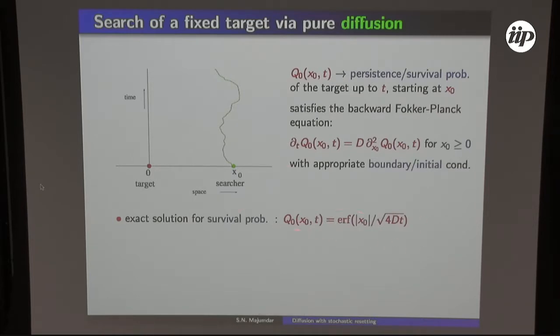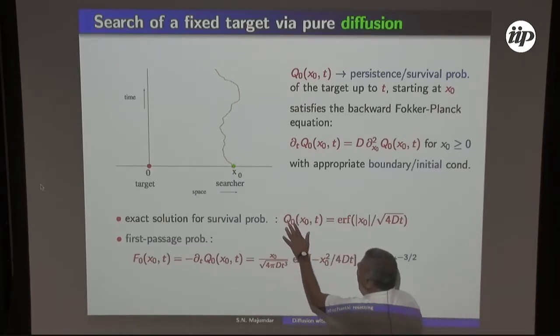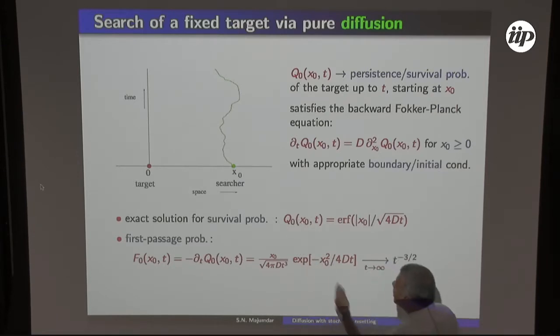And you find that the solution is a well-known result, it's the error function. Okay, so this is just the integral of a Gaussian, and this is the survival probability. Therefore, the first passage probability, which is just the time derivative, so this is the probability with which it survives. Therefore, minus del t of it is the probability density of the time at which it finds the target for the first time. So just taking the derivative, you find a well-known result. And you see that for a fixed x naught, as time goes to infinity, this decays as t to the power minus 3 by 2. This is the famous first passage exponent for 1D Brownian motion, I think first derived by Chandrasekhar.